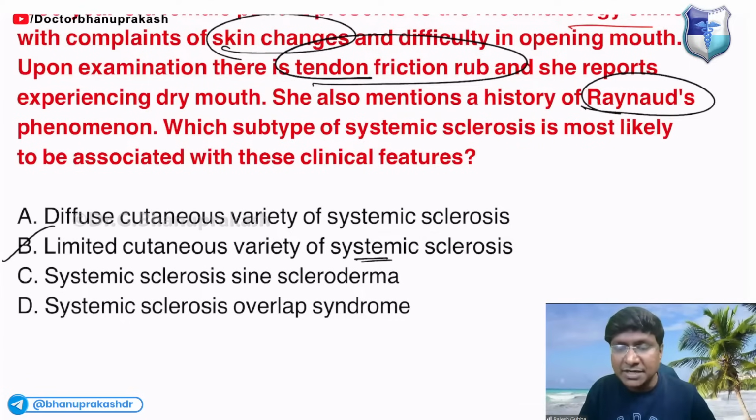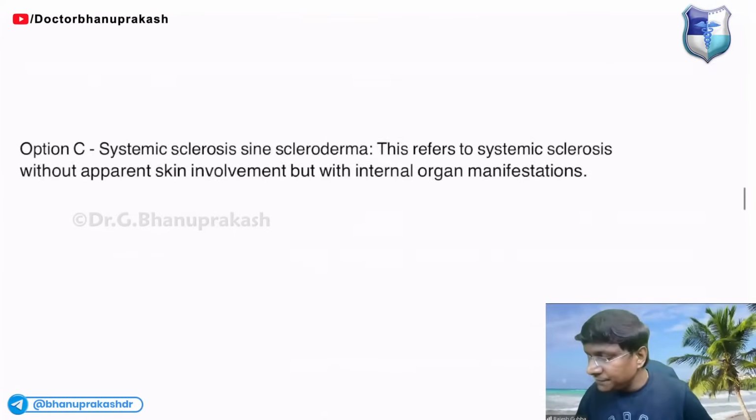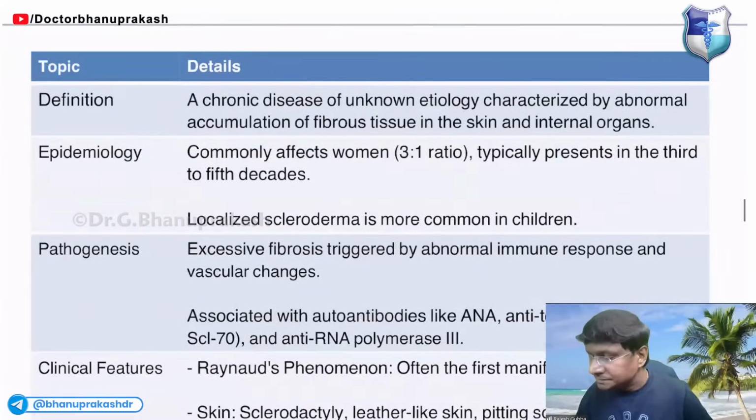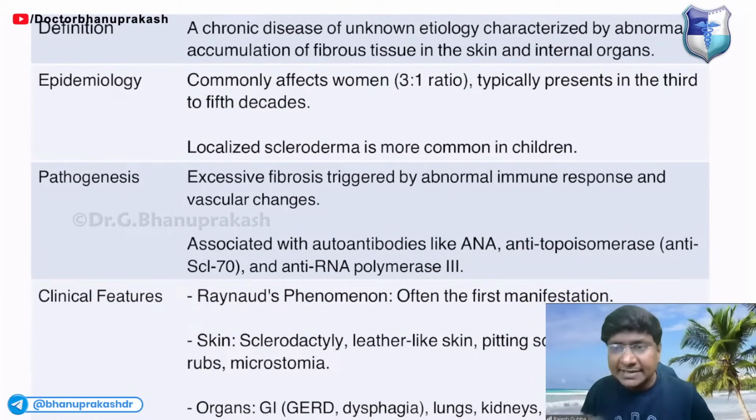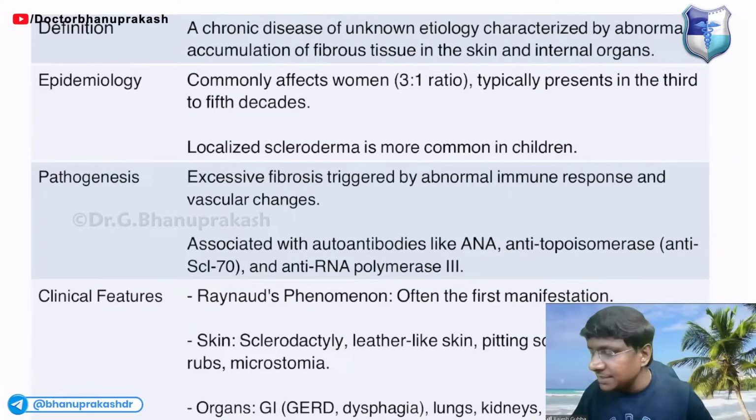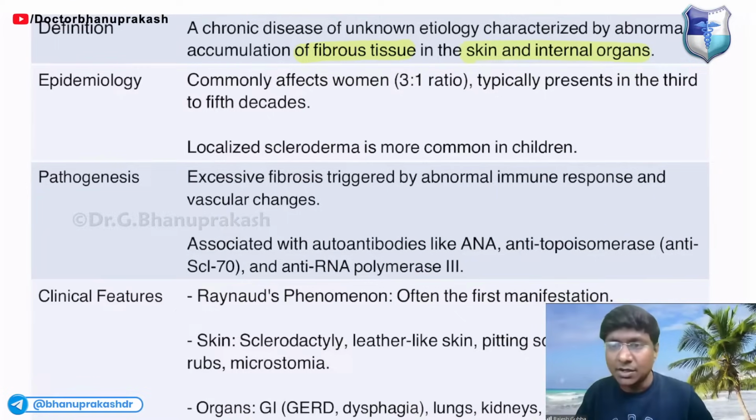Now, shall we start with systemic sclerosis? Right, let us start. Now, if you take the definition of this particular scleroderma, this is a chronic disease where you have abnormal accumulation of fibrous tissue not only in the skin but also in the internal organs.